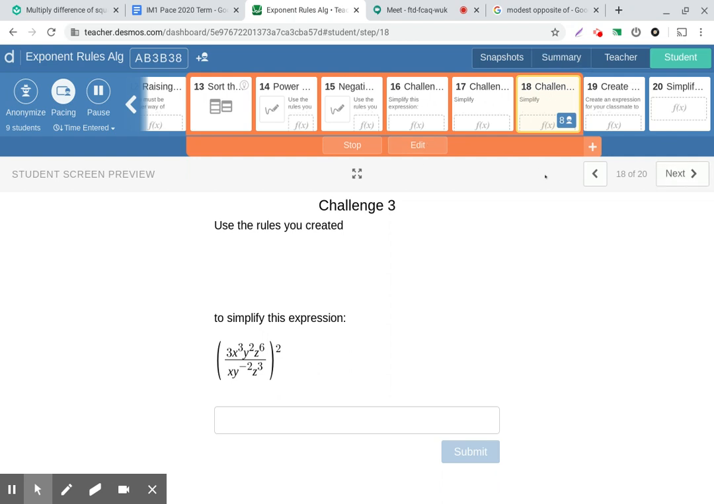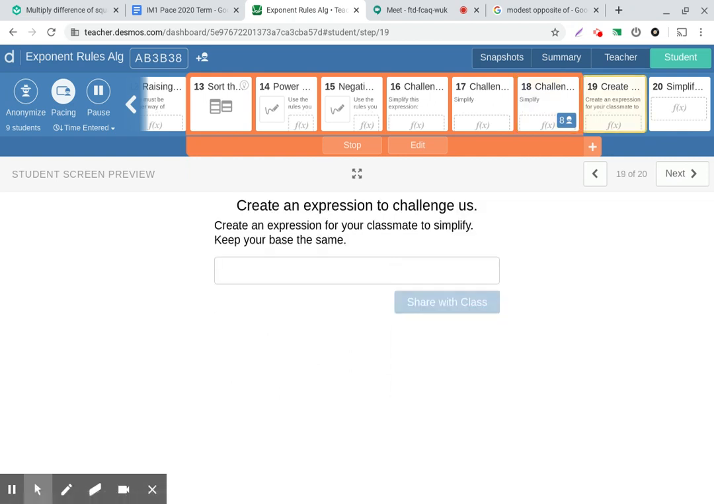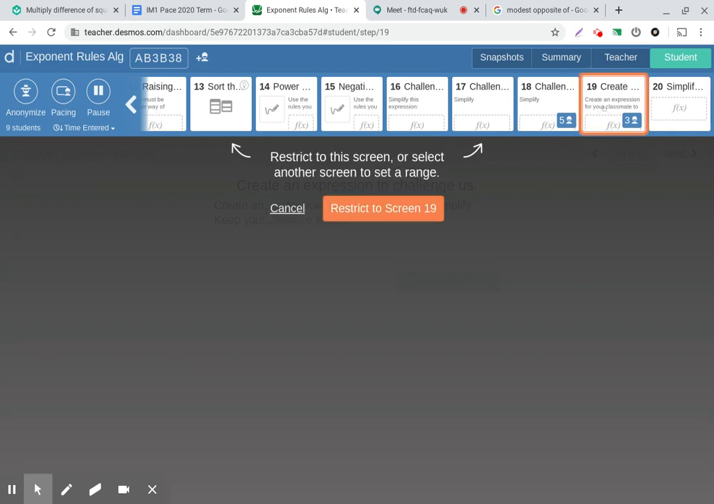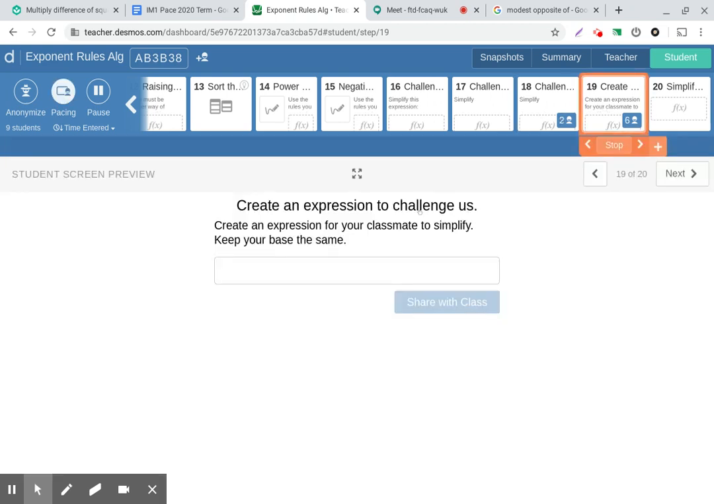By the way, let's see, what screen are we on? 19. Here we go. Create an expression for your classmates to simplify. Here's your chance to mess with your classmates. Click on make. I should just start spamming random numbers. Is it letting me use random numbers? All right, let's see what you guys got.